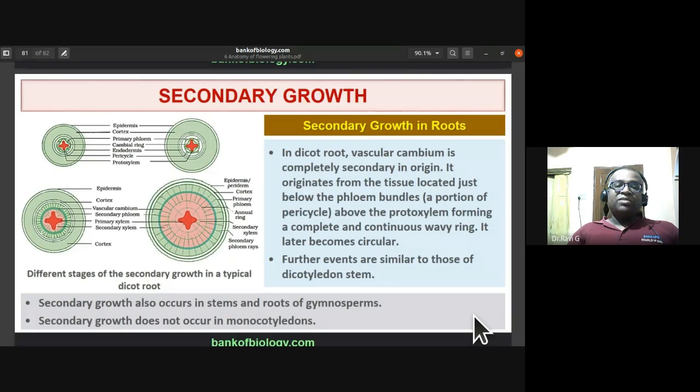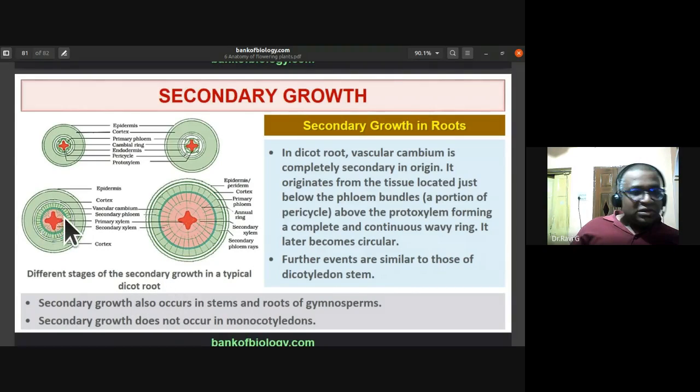It originates from the tissue located just below the phloem bundles. That is, a portion of pericycle above the protoxylem, they are going to form a complete and continuous wavy ring. So you can notice different stages of secondary growth in a typical dicot root.